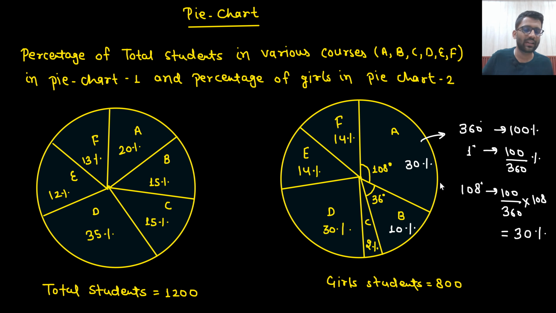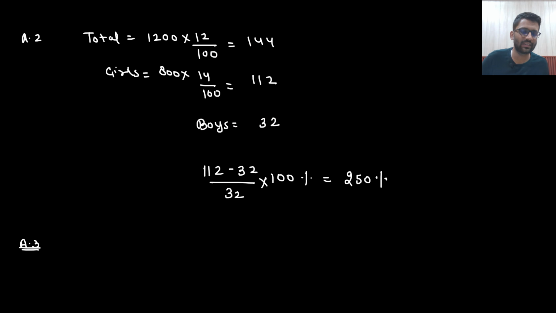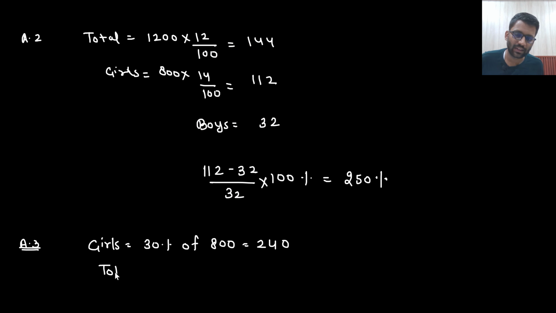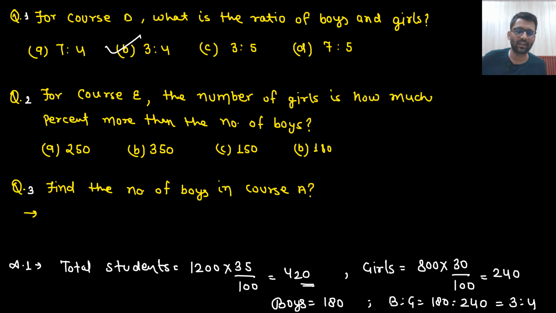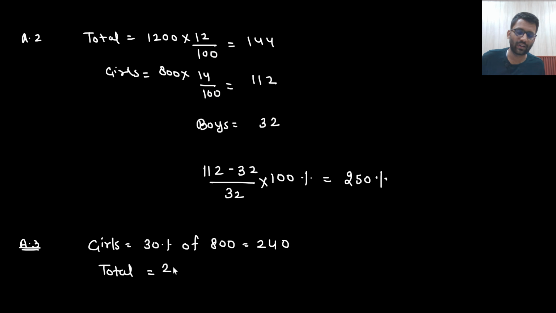Now what are they asking? There are 30% girls in A. So 30% of 800. How many girls are there? 30% of 800, that would be 240. And how many total students are there? Total is 20% of 1200, that means it is also 240. So how many boys are there? 0. So in course A, there are 0 boys.